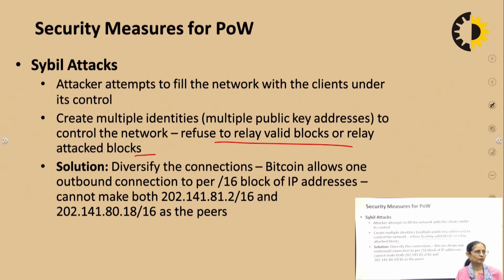So how is the solution provided in POW? By diversifying the connections. That is, Bitcoin allows one outbound connection per 16 block of IP addresses. That is, a miner cannot make both connections simultaneously. It cannot make these two nodes simultaneously as its peer nodes.